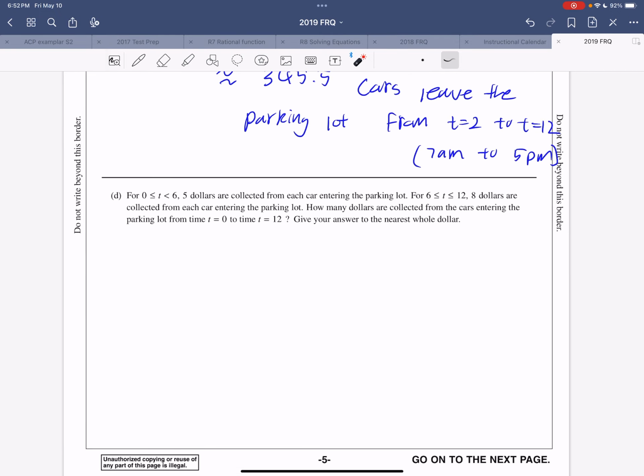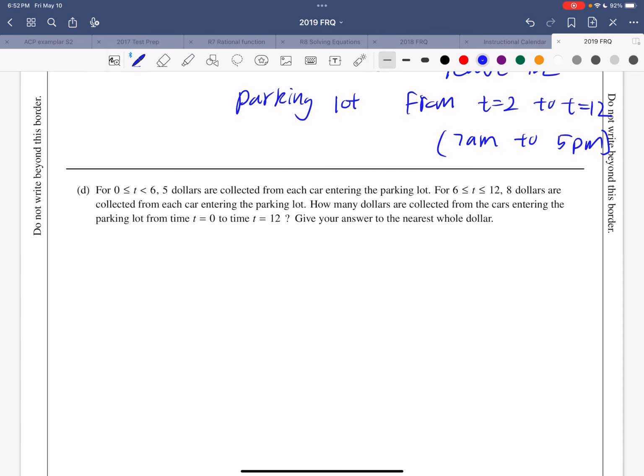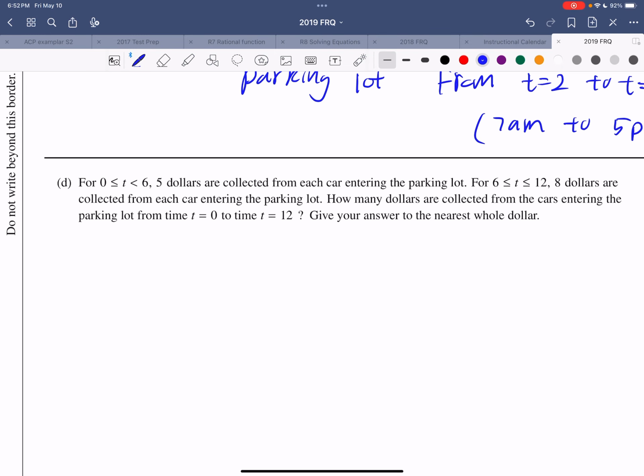Last one. For 0 to 6, you're going to collect $5, and for 6 to 12, you're going to collect $8 per car. How many dollars are collected from the cars entering the parking lot from 0 to 12? Every single time a car enters the parking lot, you're going to collect money, right? So this one is just like an antiderivative again.